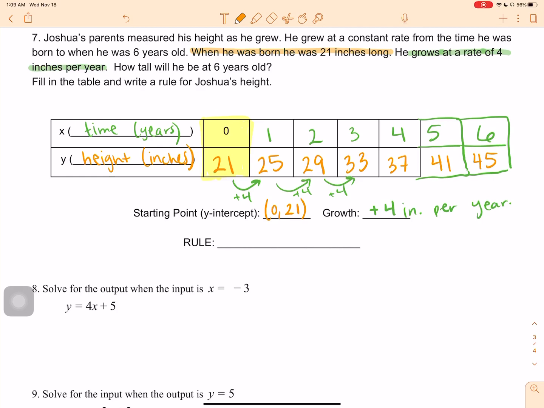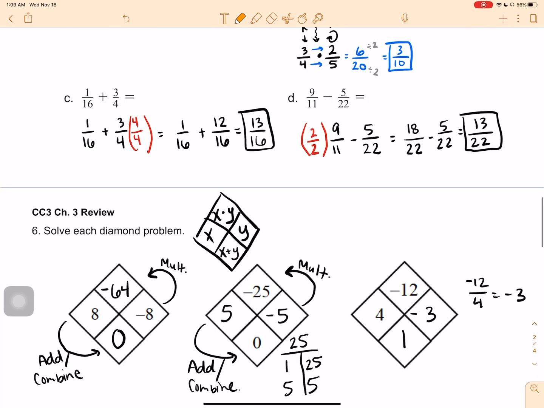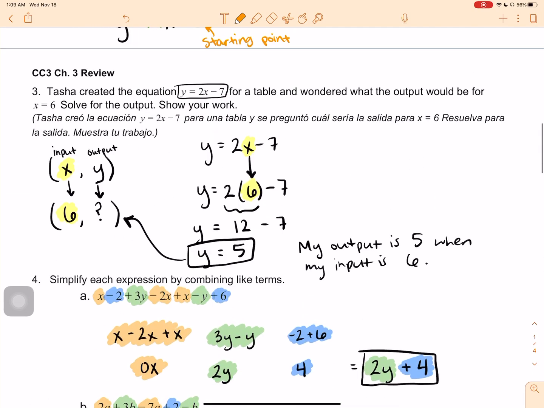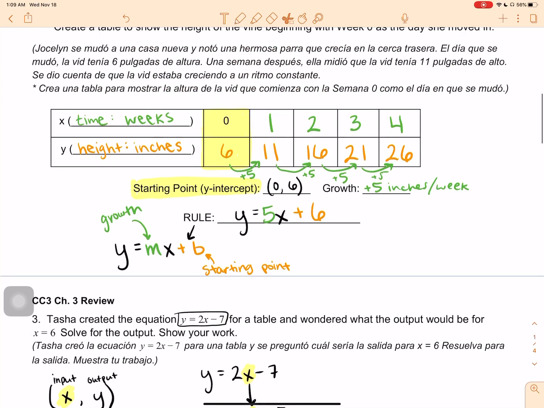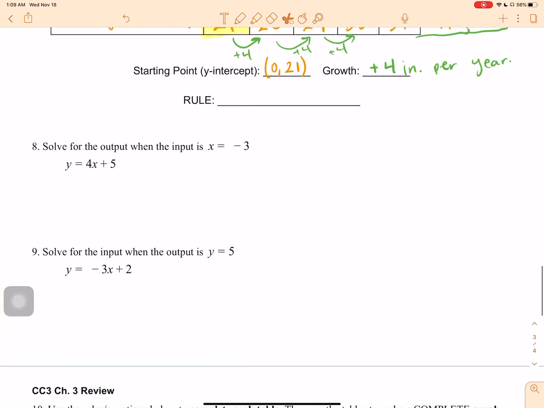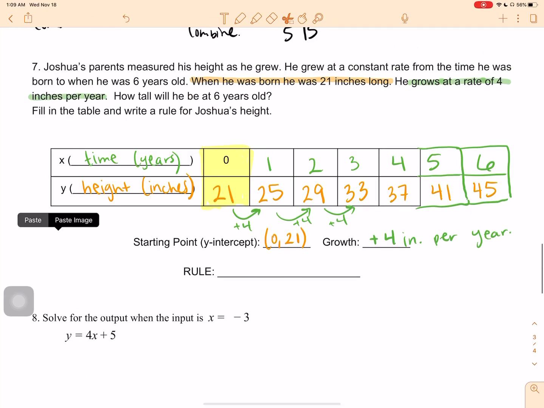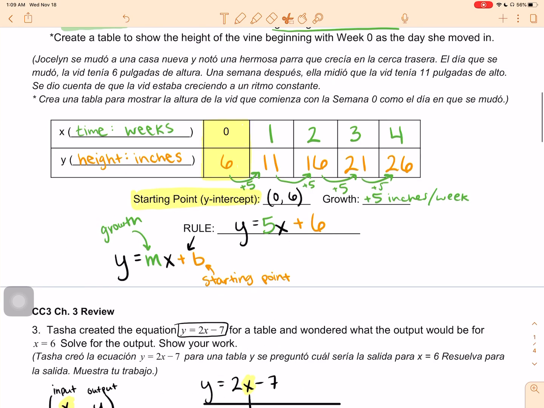Now the rule, again, I'm going to go up here and steal some of my notes. There it is. Give me just a second here. If you know it, go ahead and give it a shot. If you already know it, go for it.